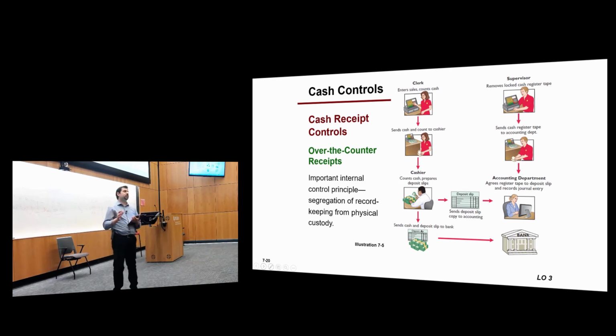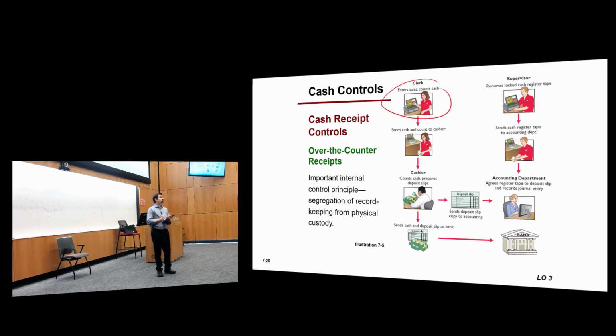Now, companies usually have different types of receipts. They either have over-the-counter receipts, so when the company makes a sale, the employee scans or types in the total amount of the sale and runs it. And in this case, at the end of the day, they count the cash and send it over to the cashier.